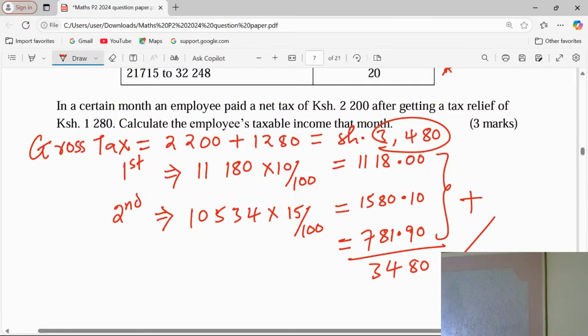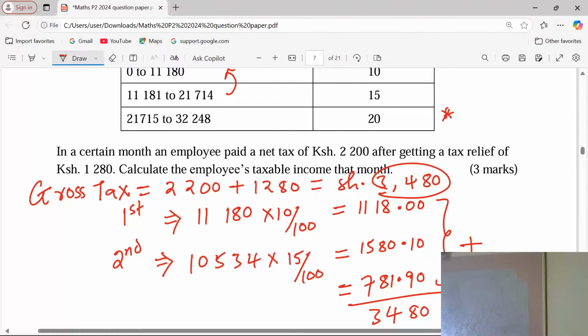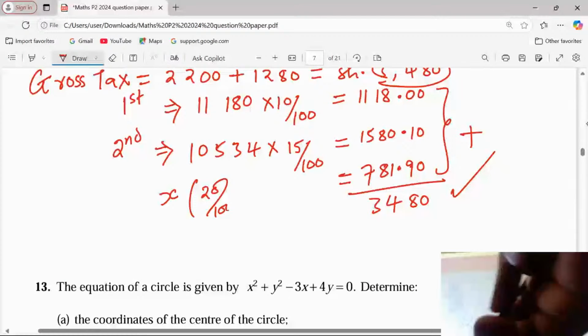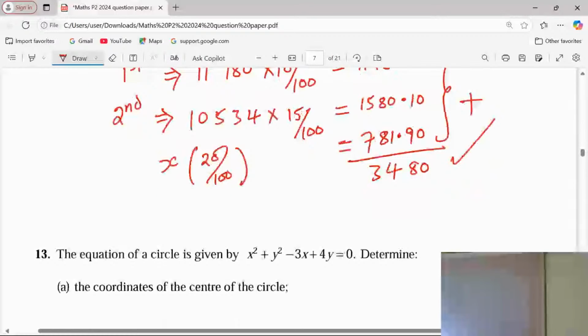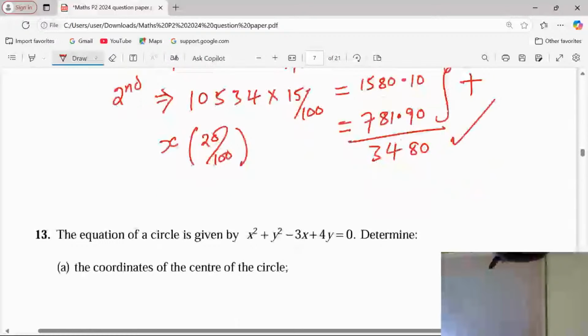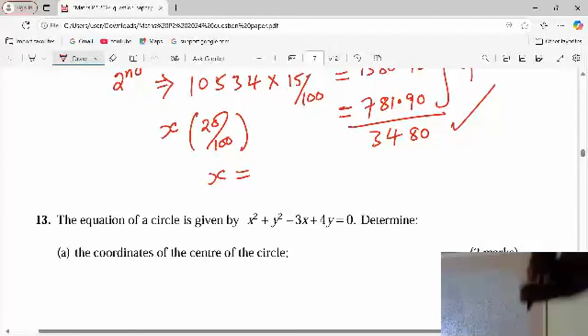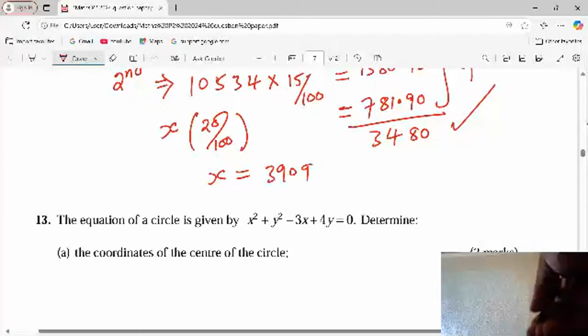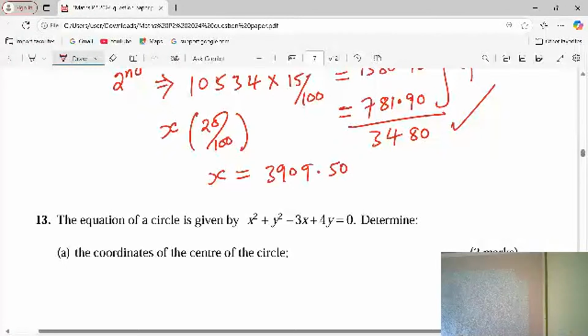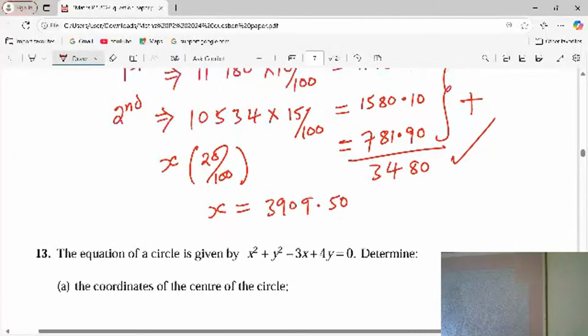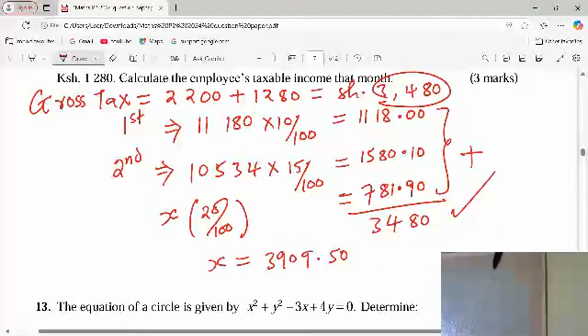So we are supposed to tell ourselves that the last bracket, which is taxed at the rate of 20%, is the one to give us 781.9. So the value of x now is 100 over 20, and that is going to give us 3909.50.